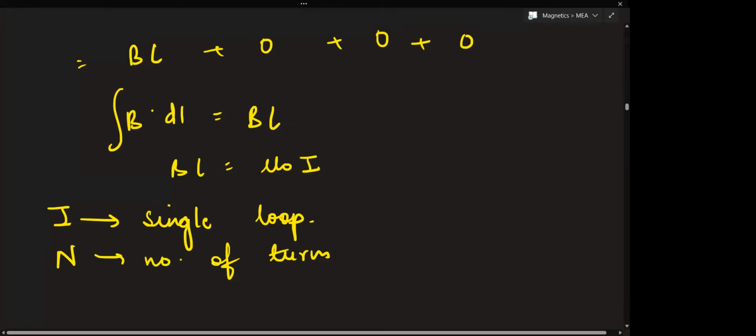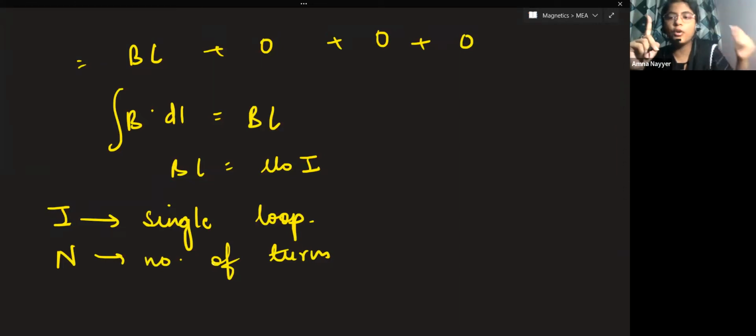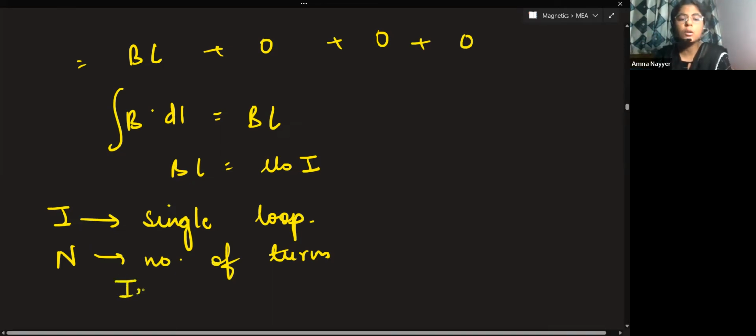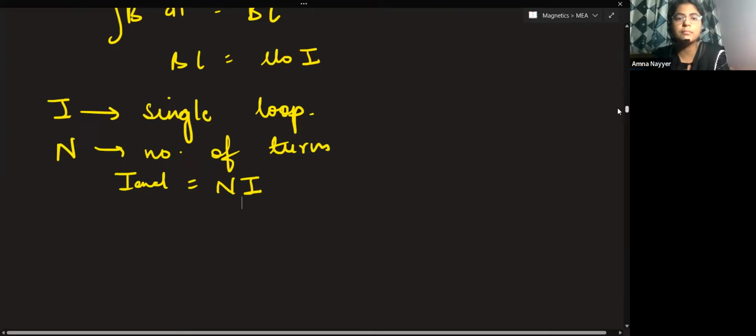For one single turn, it was I. So for N turns, it will be NI. So I enclosed will be right now N into I. Now see what the formula becomes: BL is equal to mu naught times capital N I.